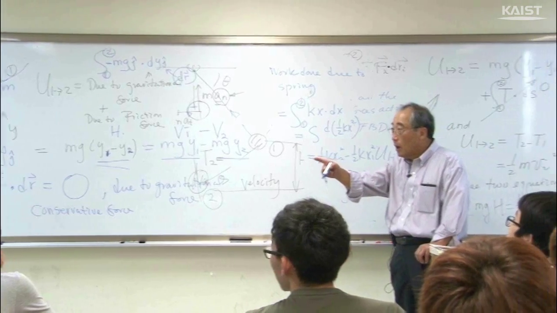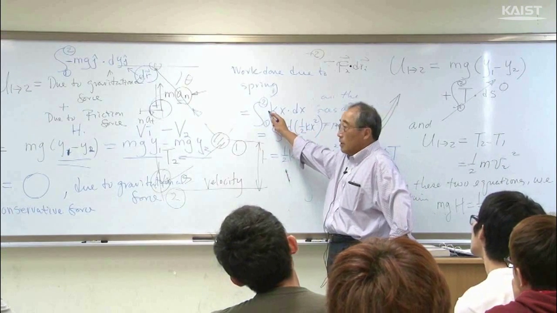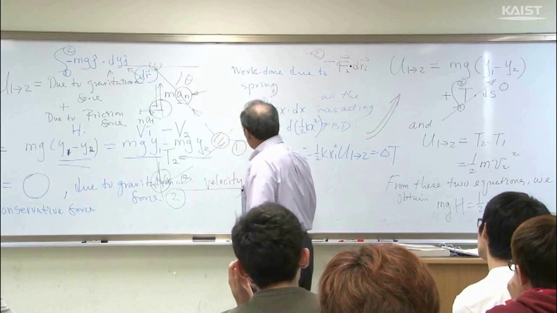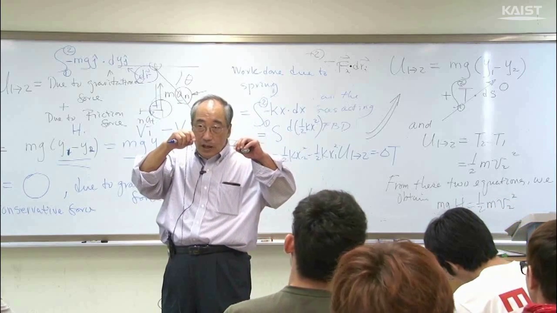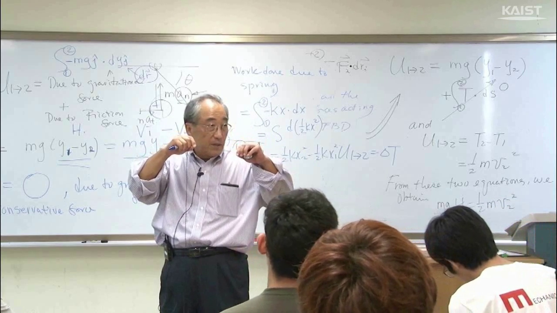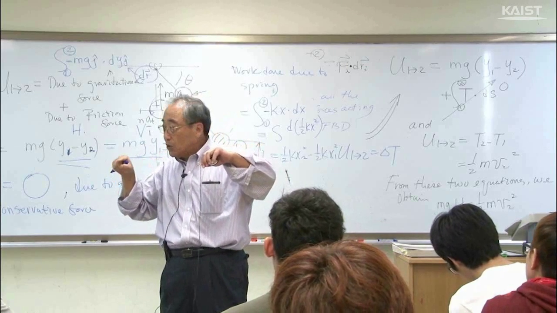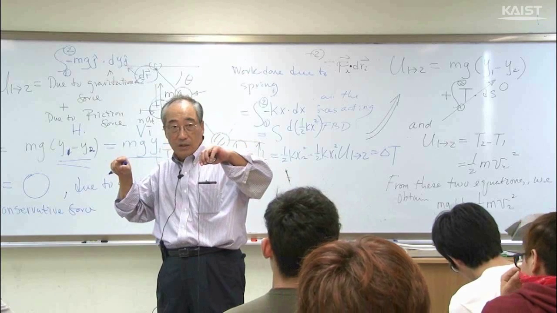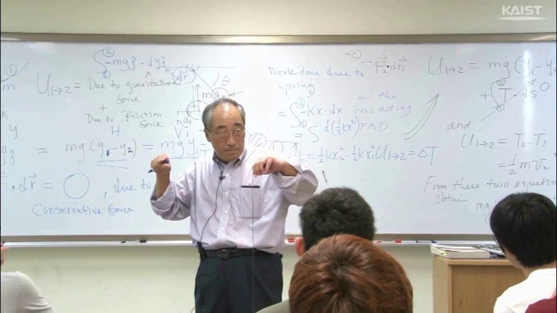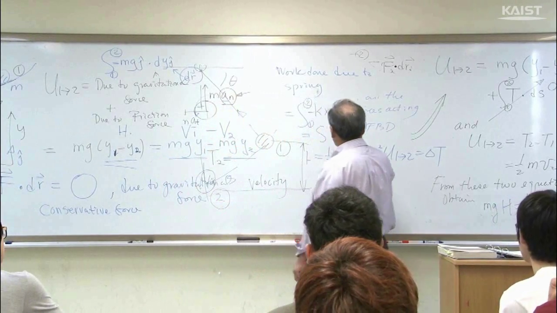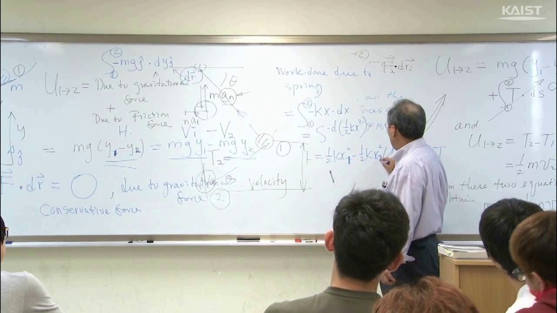Huh? Where does the minus have to do? Here? Okay. He is correct. The reason why there is a minus Kx is, if you look at the free body diagram of this spring, this is the force, the directional force. Therefore, that has to be minus. Therefore, I got minus over here. Therefore, I have 1/2 Kx1 squared minus 1/2 Kx2 squared.